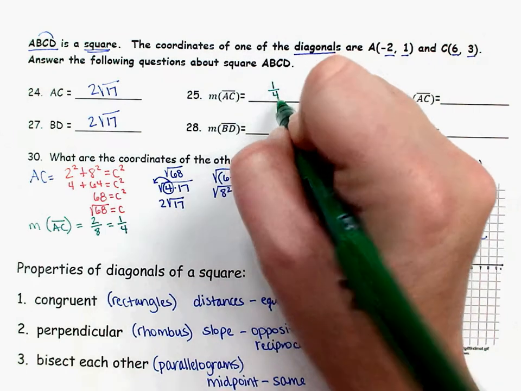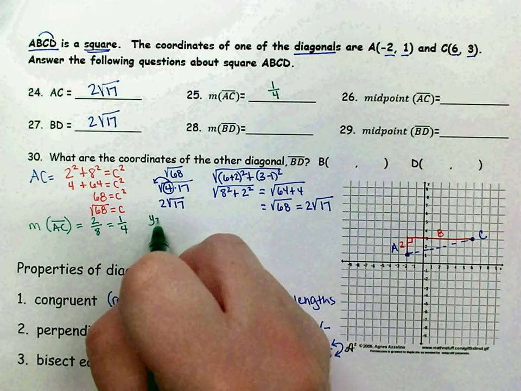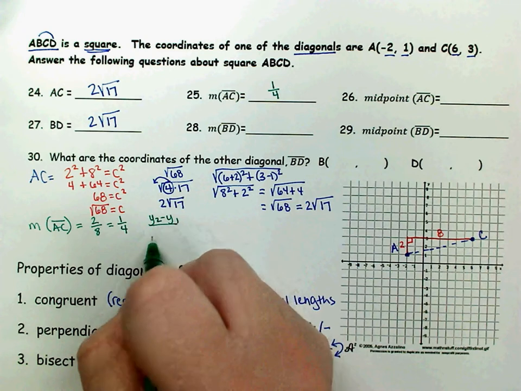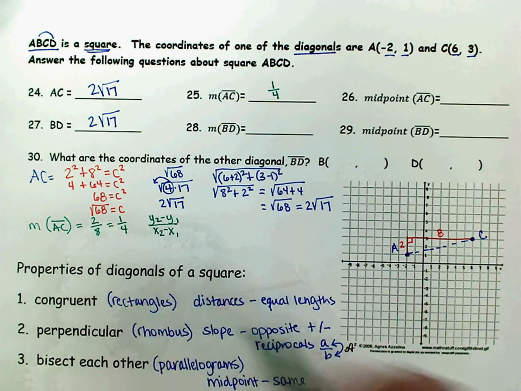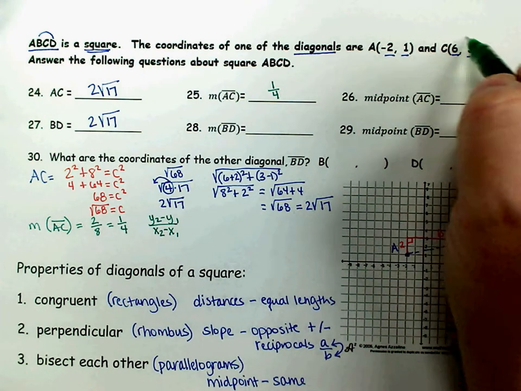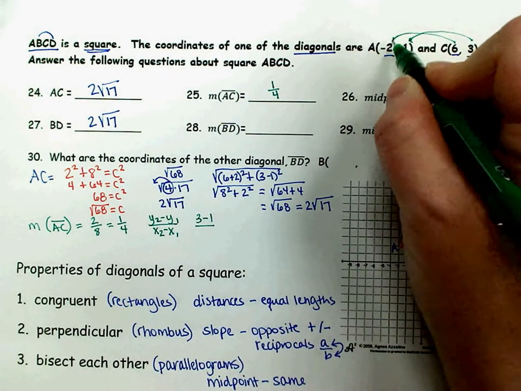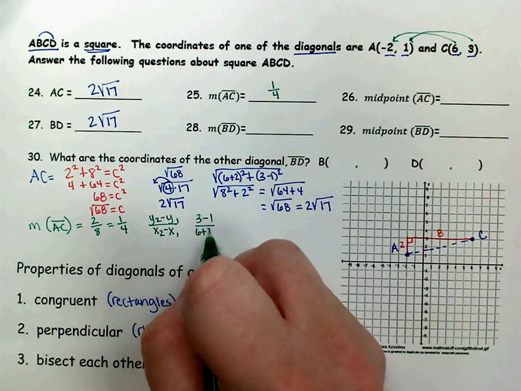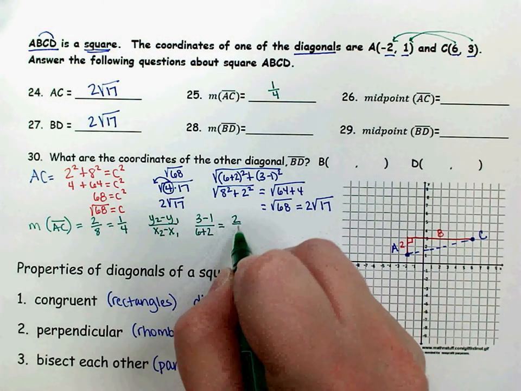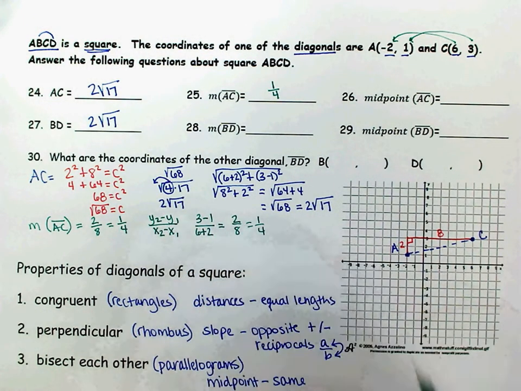The other way to find the slope is to use the formula, the difference between your y coordinates over the difference in your x coordinates. So you would have 3 minus 1 over 6 minus a negative 2, which is the same thing as 6 plus 2. So you would have 2 over 8, which is, again, 1/4.